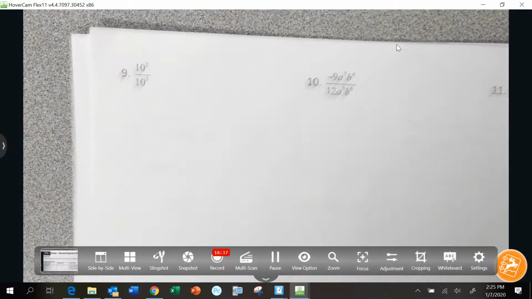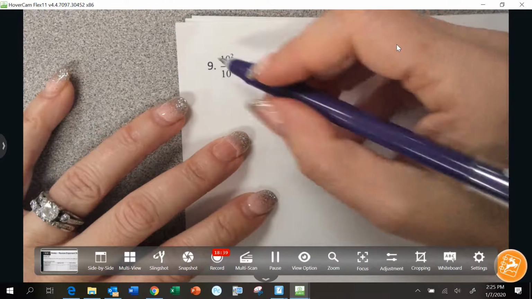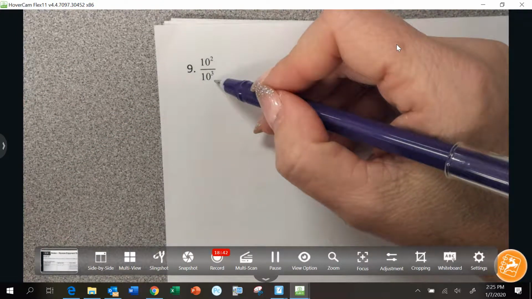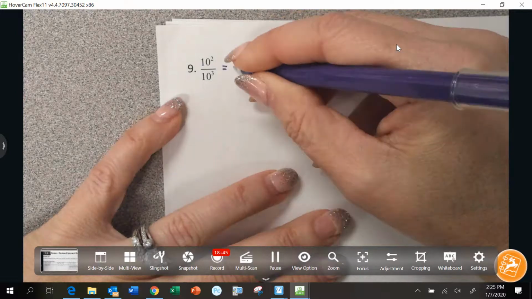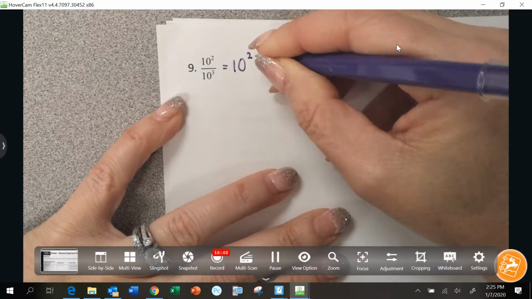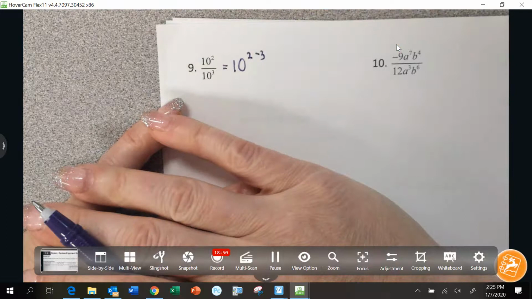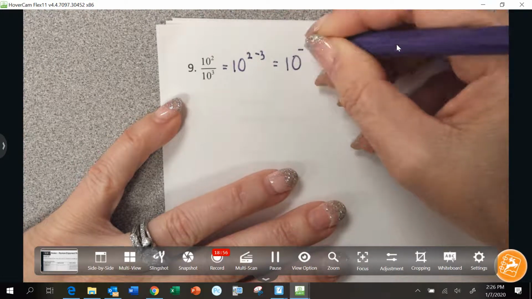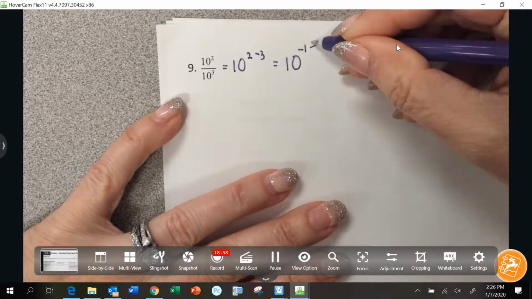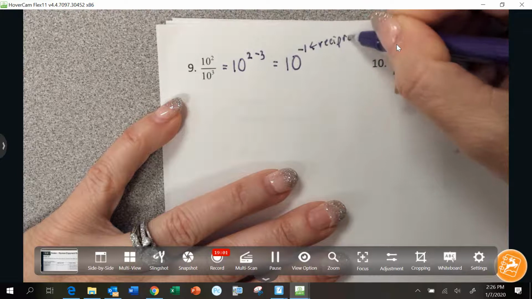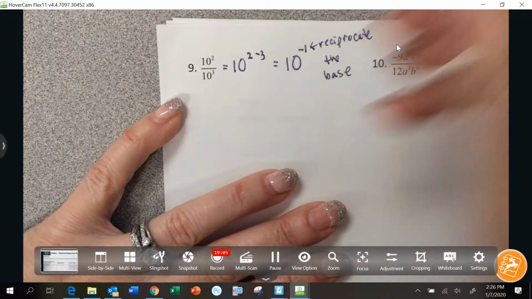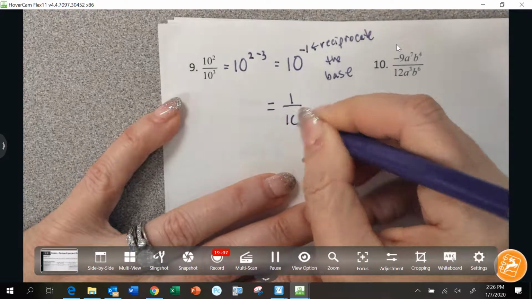Okay. Here we got division. What is the rule when you divide? You subtract the exponent. So my first thing looks like 10 to the 2nd minus 3rd. So this means to reciprocate the base. Reciprocate the base. And you are correct. It is 1/10.